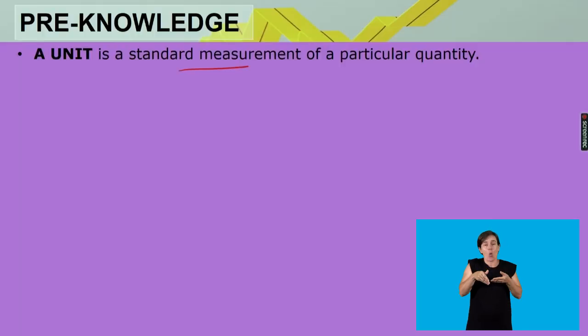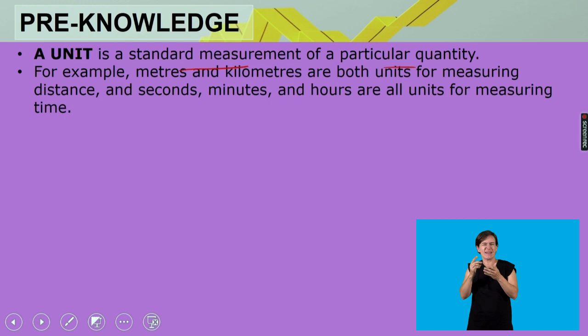You should know that a unit is a standard measure of a particular quantity. For example, meters and kilometers are both units for measuring distance. And then seconds, minutes, and hours are units for measuring time.